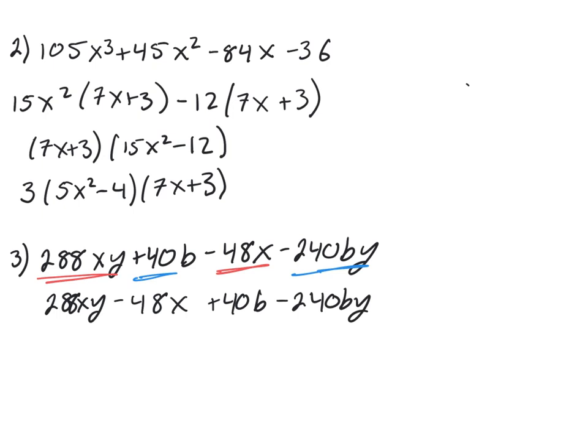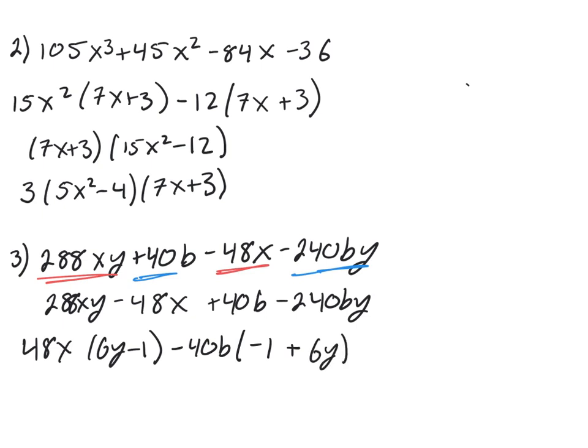So out of this first one, I'm going to factor out a common factor of 48x and be left with 6y minus 1. Now, when I look at the second one, I know that my y term needs to be positive, but right now it's negative. That clues me into needing to factor out a negative value here. So I'm going to factor out a negative 40b, and that leaves me with negative 1 plus 6y. Then I have the correct signs to have common binomials. 6y minus 1 and negative 1 plus 6y are really the same thing, right? Remember, addition is commutative.